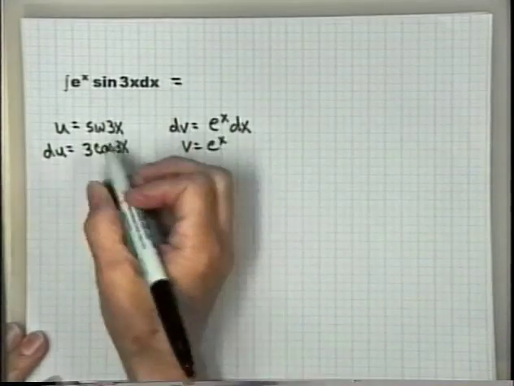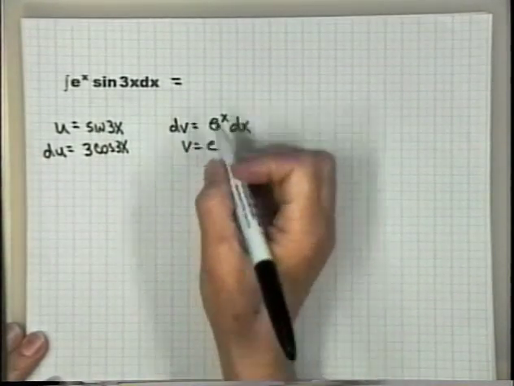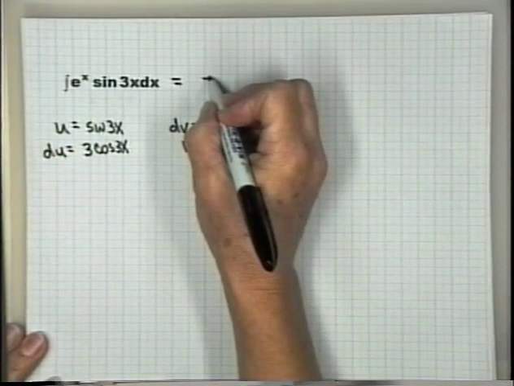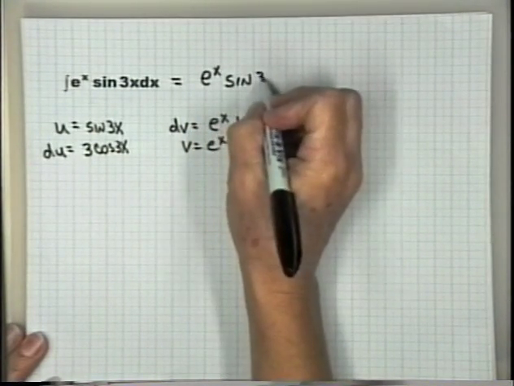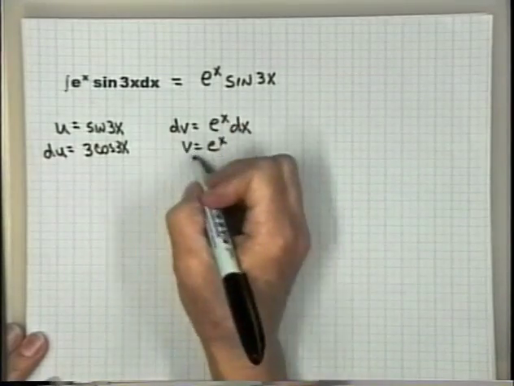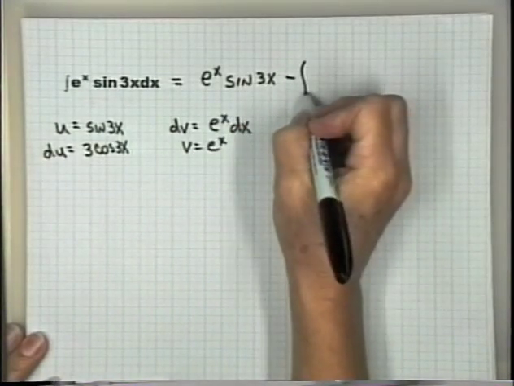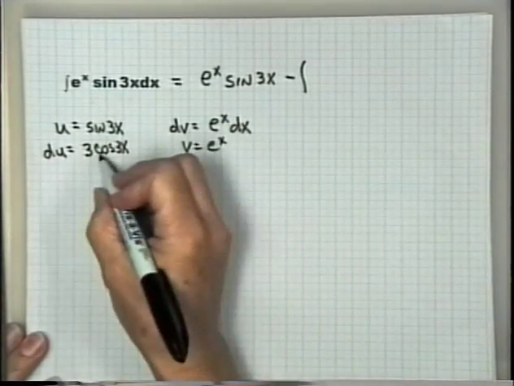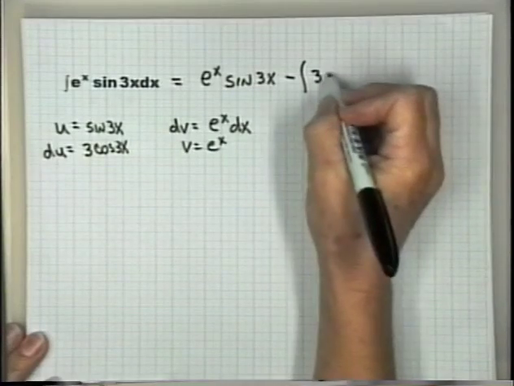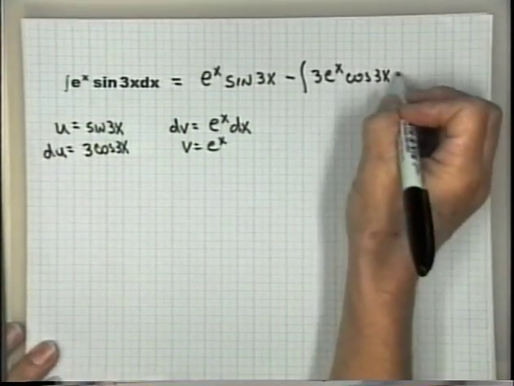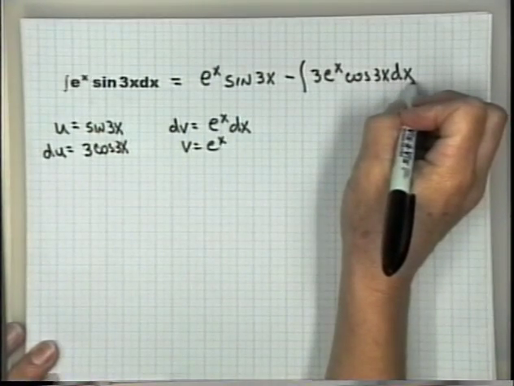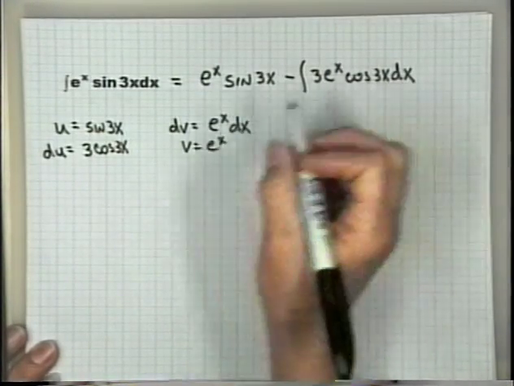Alright, so our parts formula says u times v. So I will have e to the x times sine 3x, u times v, minus integral v times du, which would give me 3 e to the x cosine 3x dx. Okay? Now we're going to have to do parts again.